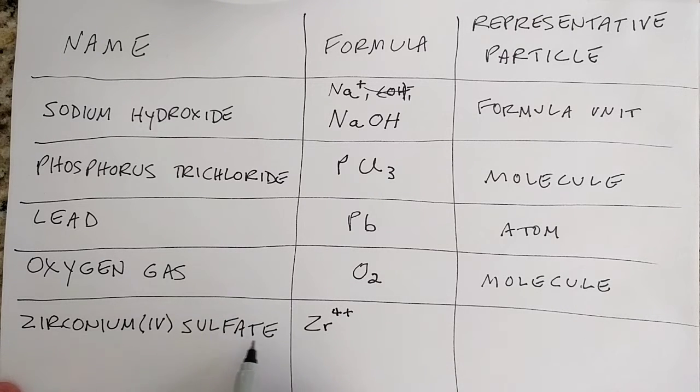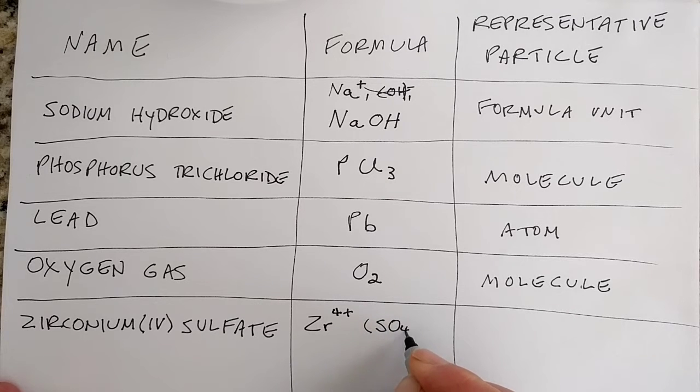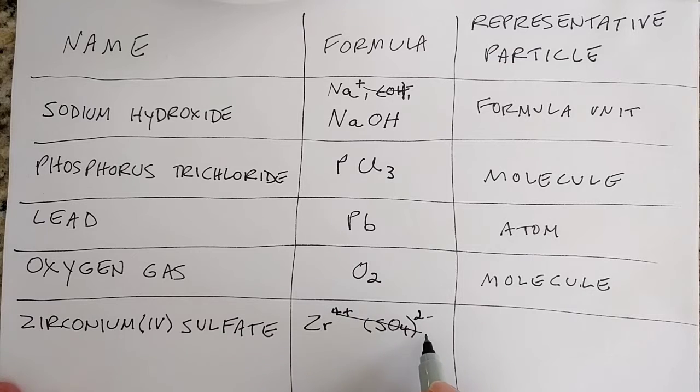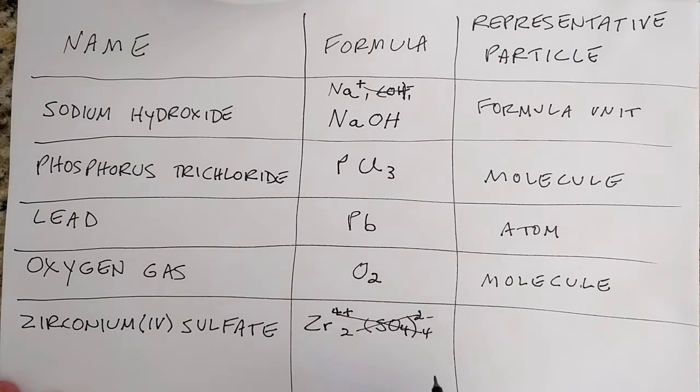Sulfate, ate, indicates we have a polyatomic ion. We check our chart. Sulfate is SO4 with a 2- charge. We cross the charges, and then we check the numbers that we crossed, and we reduce them to lowest whole number ratio. So 2 to 4 goes 1 to 2. Now we rewrite it, Zr(SO4)2.